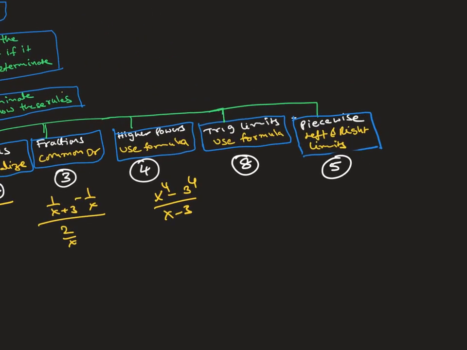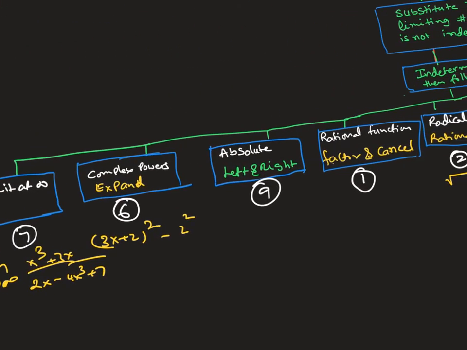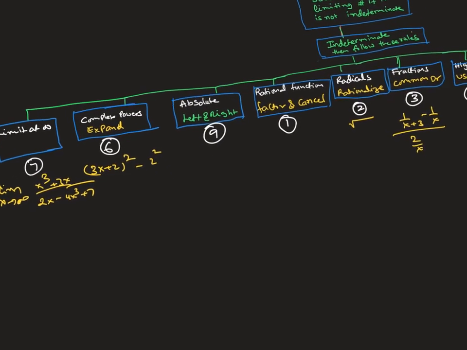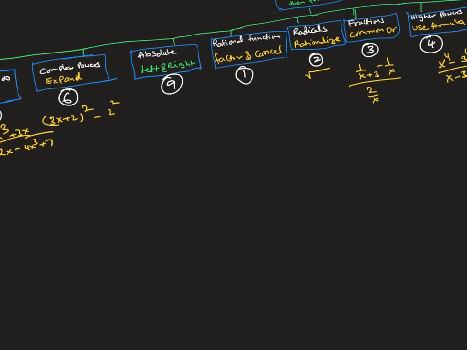Then we will do trig limits. How do you find the limit of a function involving trig? And finally, we will look at the absolute value functions. We will do each one of them individually here. Let's take one example of each. But these are the methods that I want you to remember. Make sure you take good notes of it.